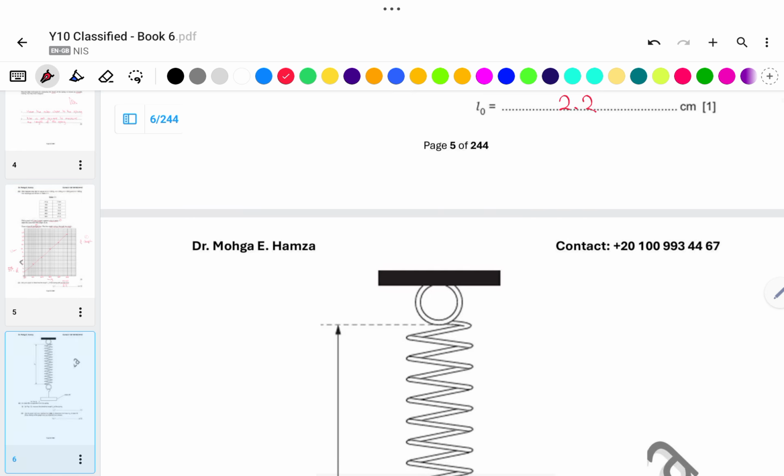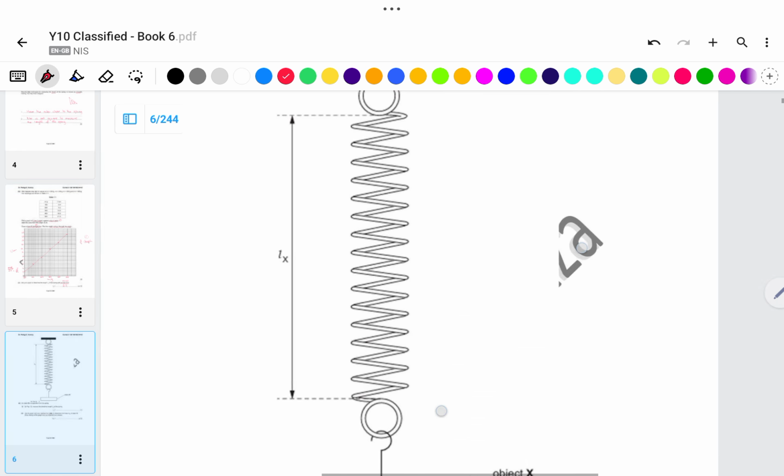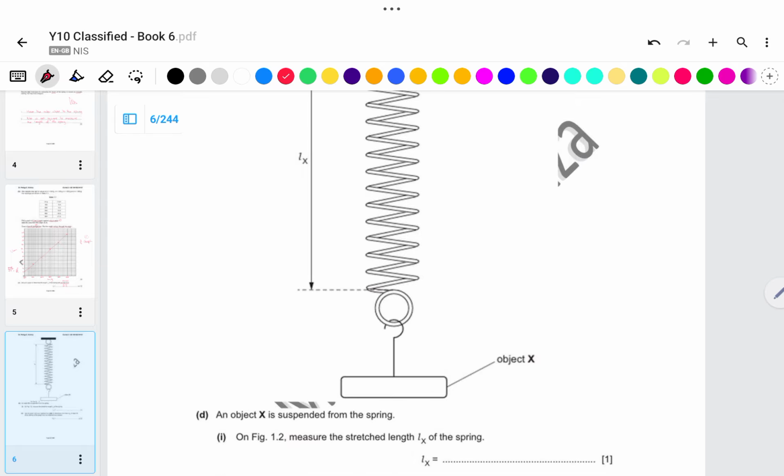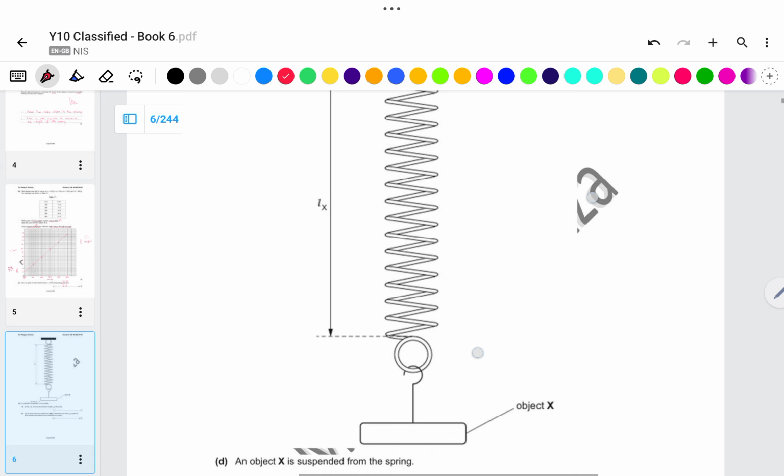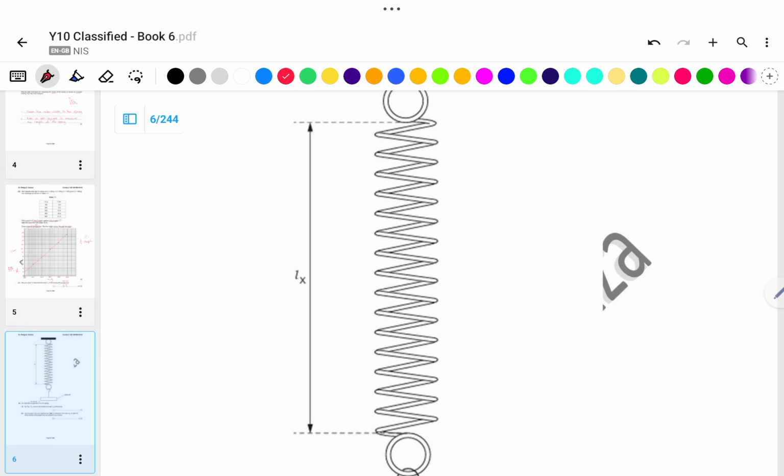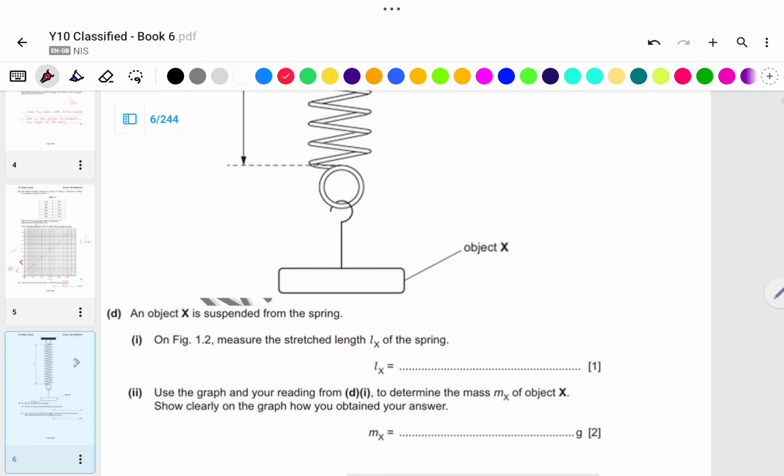Okay. Next part. Here they're asking us on figure 1.2, measure the stretched length L of X of the spring. You're going to use your ruler. I'm using my screen, so the ruler will not be efficient, but I've already measured it on the paper, and it gave me 10 centimeters.